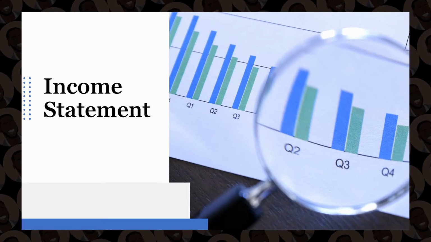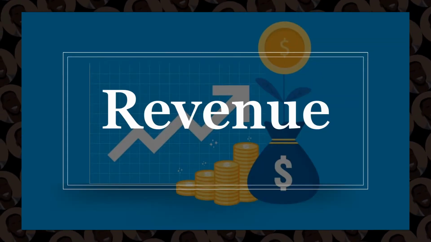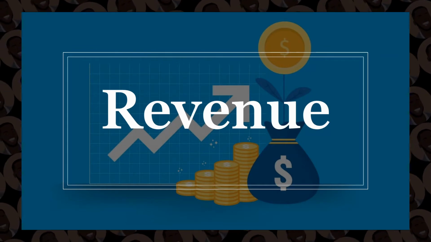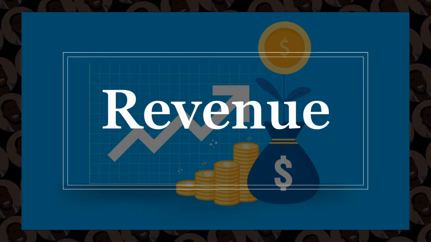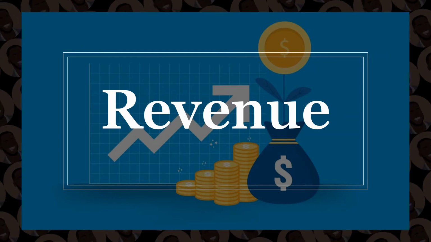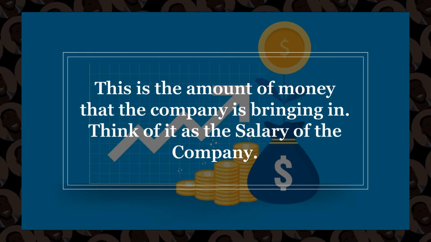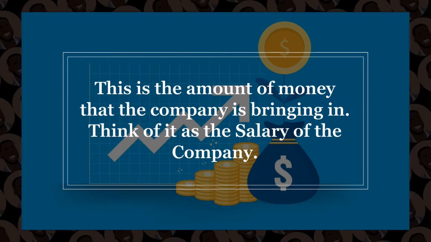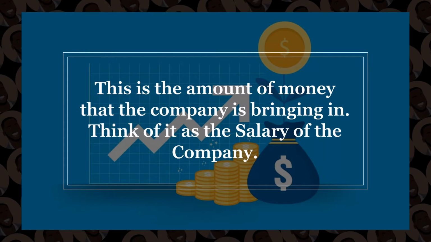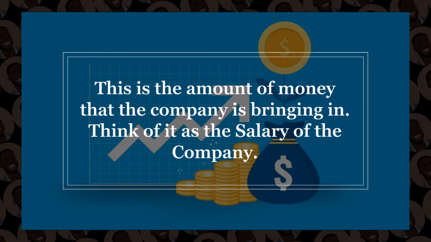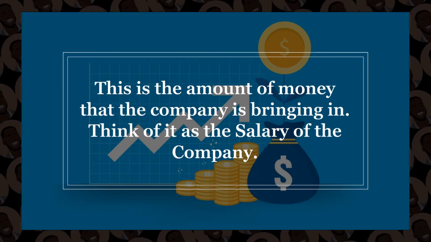So the first thing you're going to look for when you go into any of these annual reports is something called the income statement. Simply put, the income statement has everything that you're going to be looking for. It tells you how the company is making money, where it's making money, and some of the things that it has to pay for. The first thing you're going to be looking for within that income statement is the revenue. And what is the revenue? The revenue is the amount of money that the company is bringing in. Think of it as the salary of the company. Think of it in personal finance terms as the salary that you bring in every single year.